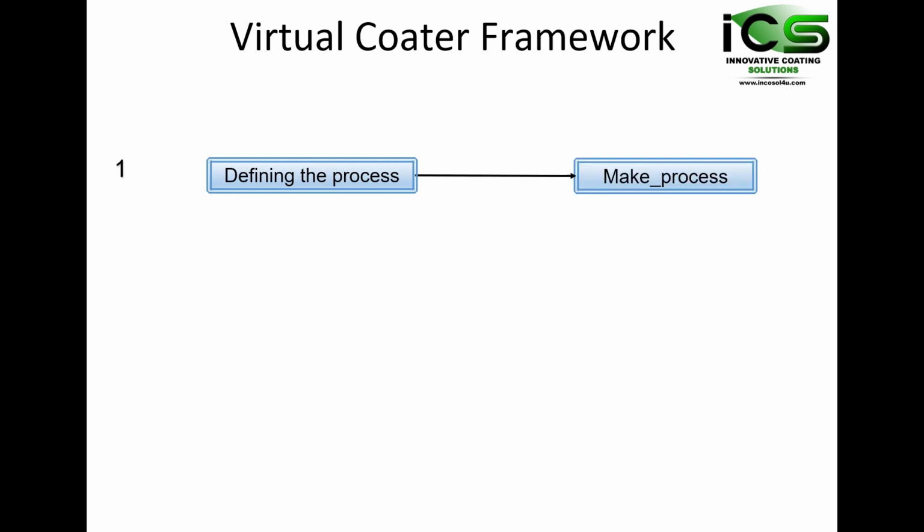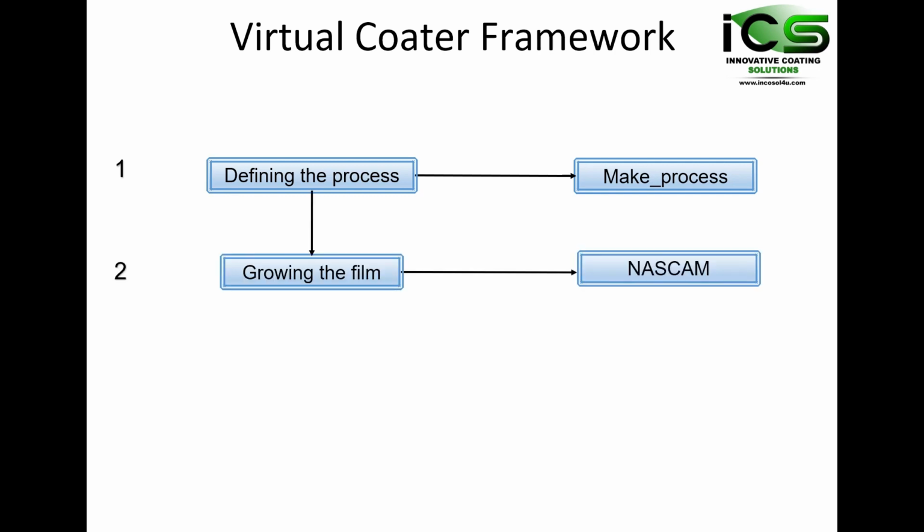In a previous video, we explained that simulations using ICS Virtual Coder involve several steps. 1. Defining the process and motion of a representative sample. You specify the source and motion characteristics like single or two-fold rotations. You use Make Process for this purpose. 2. Launching the film growth simulation by using the NASCAM simulation algorithm. 3. Evaluate the film properties.